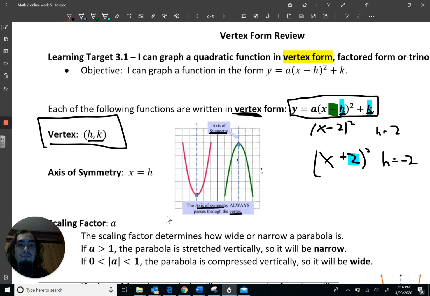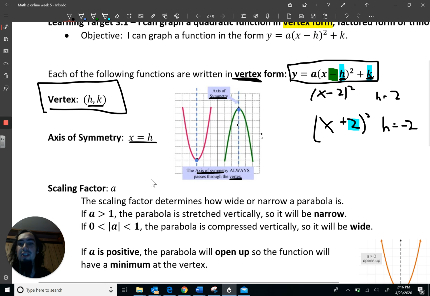All right, good. Axis of symmetry, this is the easiest part, I think. x equals h. Once you know what h is, you just literally write x equals that number, and then you got it. And that's your axis of symmetry. Simple as that. Nothing tricky about that one.